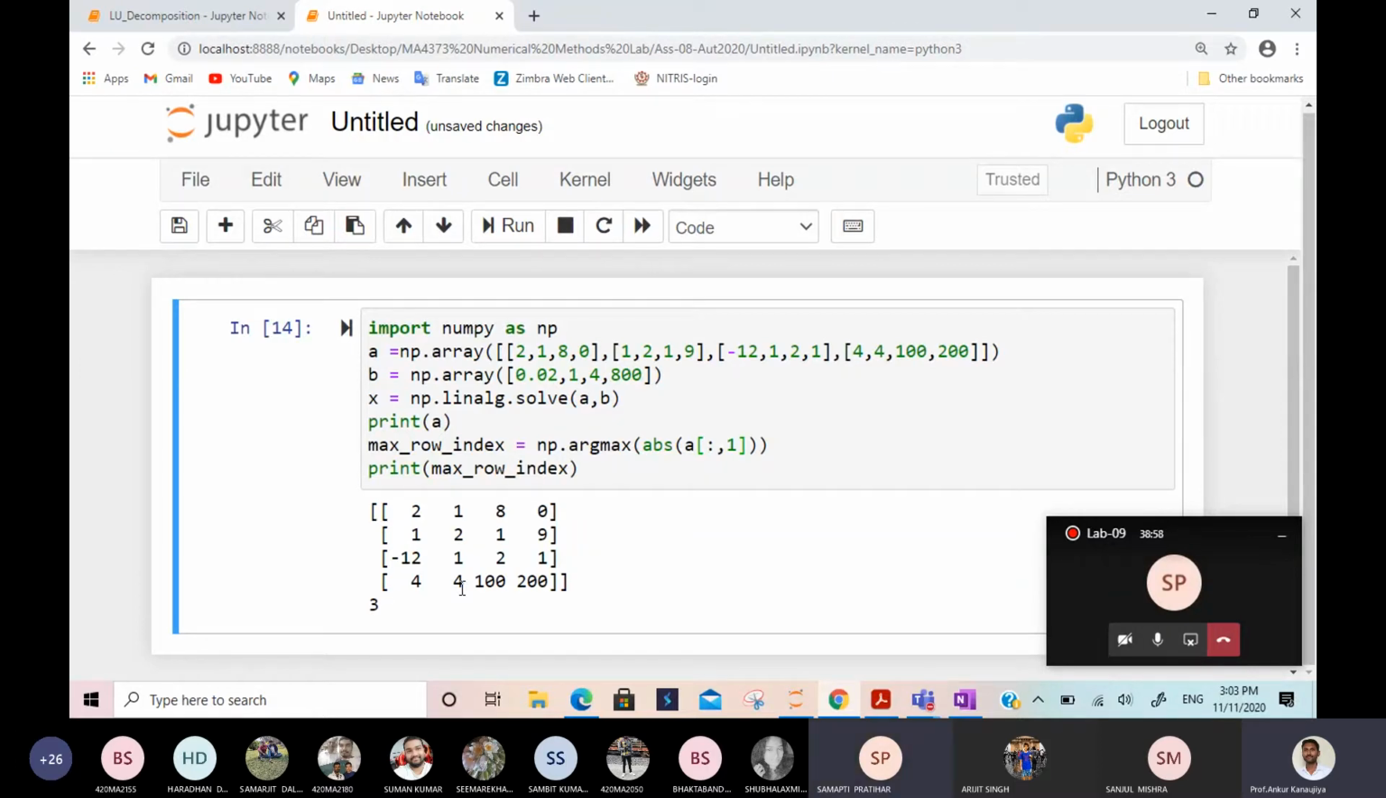Anyone have a doubt? Tell me. Suppose this entry will become 0. So I am making it 0. Right.